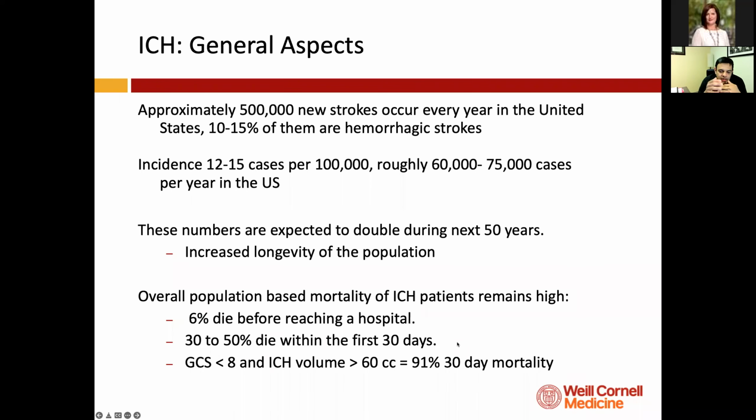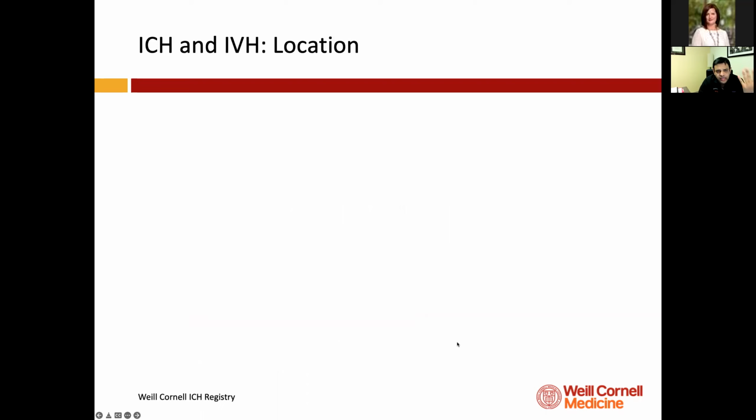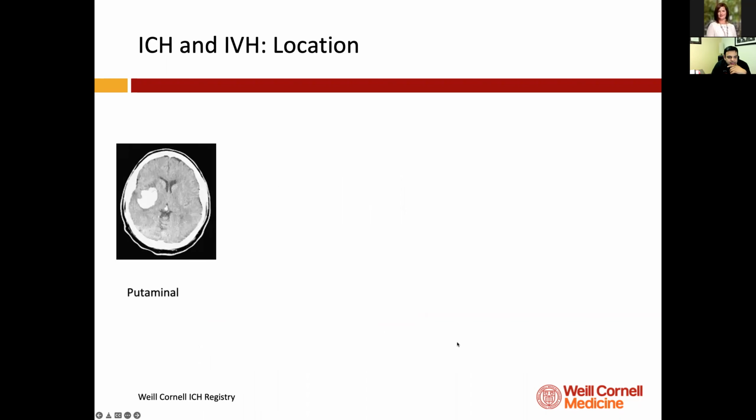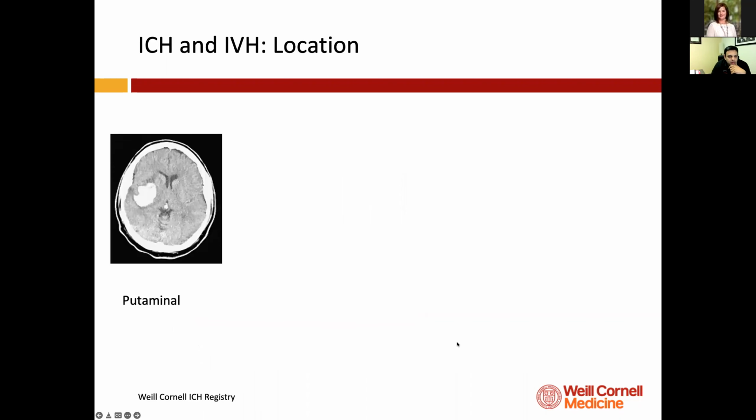So putting that into perspective, I think ICH by far becomes the most devastating type of stroke that we tend to treat in daily practice. And ICH can occur in different parts of the brain, but more or less it is always within the parenchyma of the brain. This is something that we call a putaminal hemorrhage. It's also a deep hemorrhage.